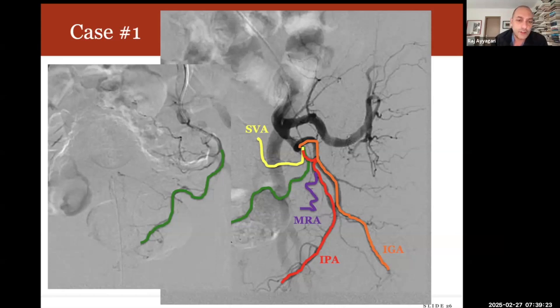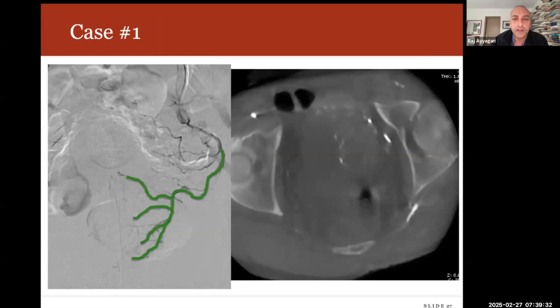So if you guys have 2.0 to 2.4 French microcatheters, that should be good. We get in, those are the branches feeding the left half of the prostate. This is an axial image of a cone beam CT where we're injecting dye into the left half of the prostate. You can see things look good.